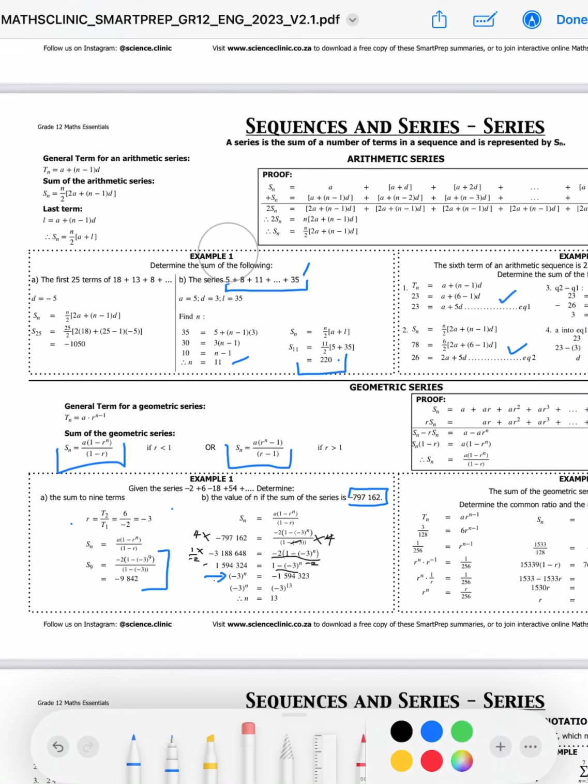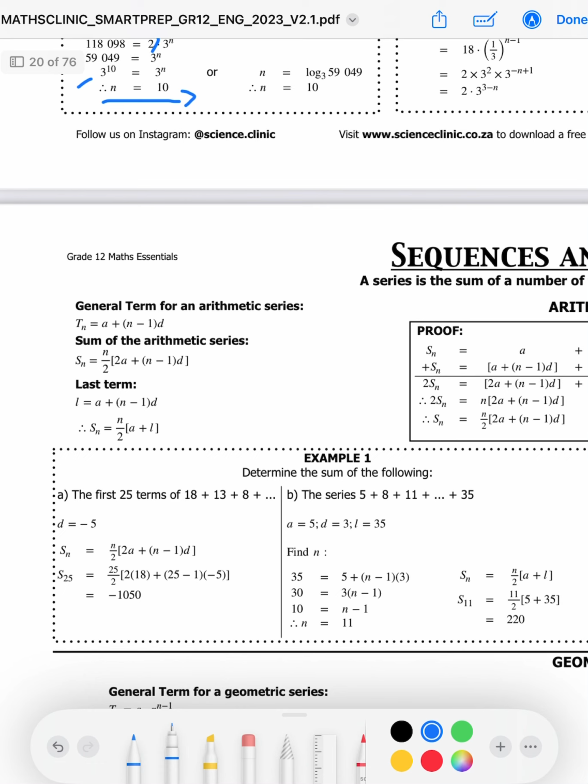Of this: arithmetic, geometric, and what's the other one, quadratic. But here we're only covering the series for arithmetic and geometric, and it's just up here. So this is the general formula for arithmetic, and then the sum of an arithmetic series is this one. This is the formula for it, and then the formula for the last term is that one, and then given a last term, the formula for the sum of an arithmetic series is this one.